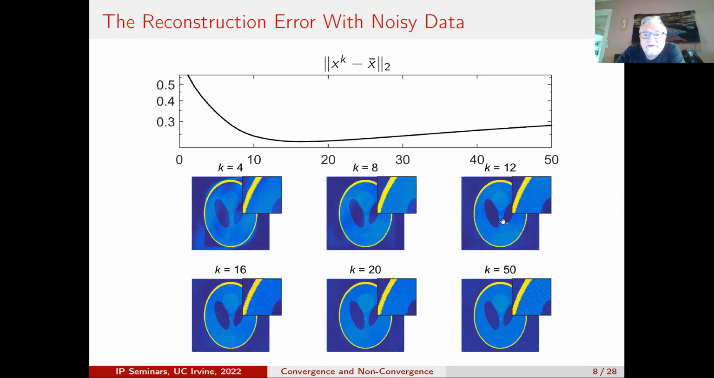Here you can see reconstructions for different values of the number of iterations. And you can see what happens: in the beginning, things are going well and we do get a better and better reconstruction. But then at some point, you can see that noise starts to creep into the reconstruction. In particular, you can see it in this little region of interest, which is just a part of the image. So what is going on here?